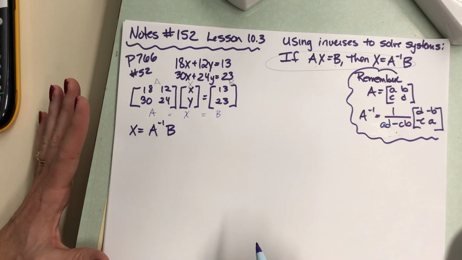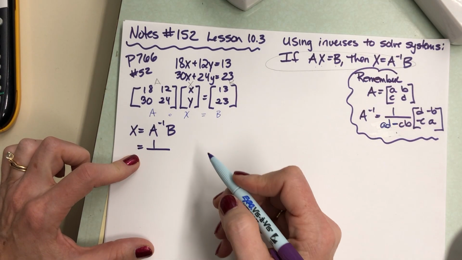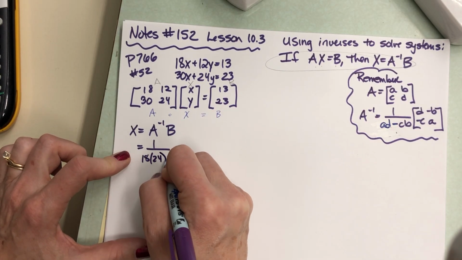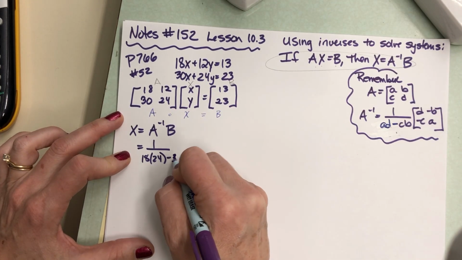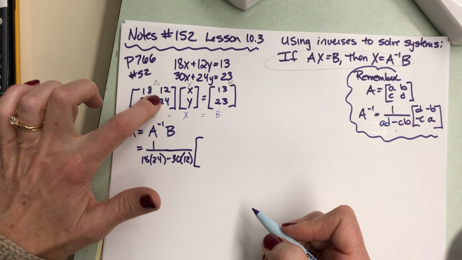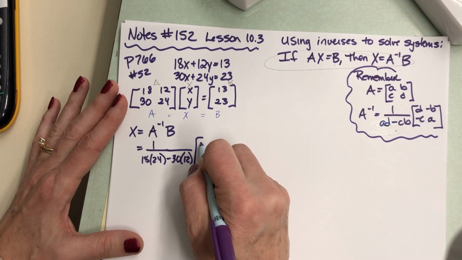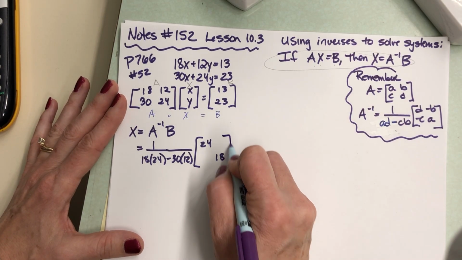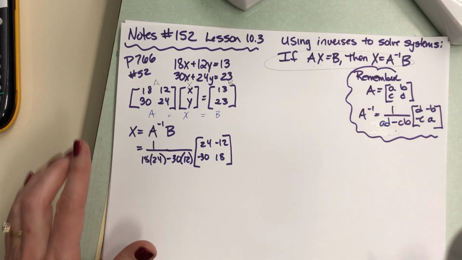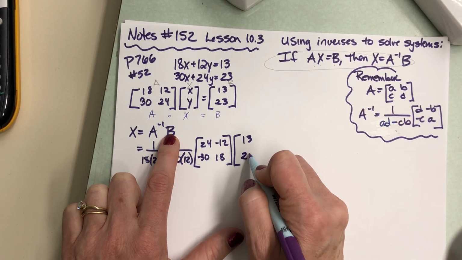Okay, so let's go ahead and set this up. I've got A inverse, which would be 1 over, let's see, I've got to find the determinant. So I'm going to do 18 times 24 minus 30 times 12. And then I'm going to take the adjoint. So I'm going to switch the spots of 18 and 24. The 24 is going up here, and the 18 is going down here. I'm going to make this negative 30, and this negative 12. And then I'm going to multiply by matrix B, which is 13 and 23.